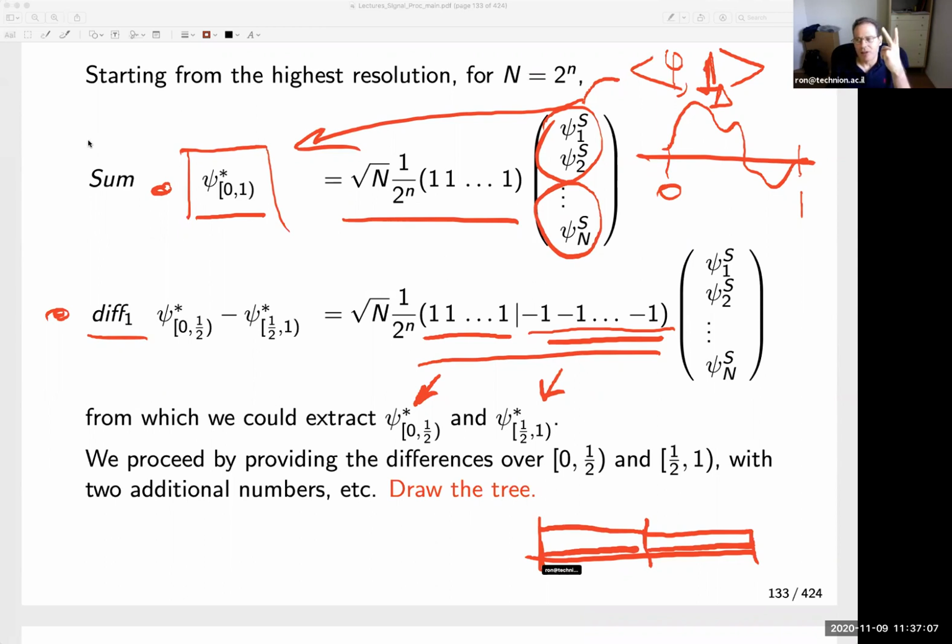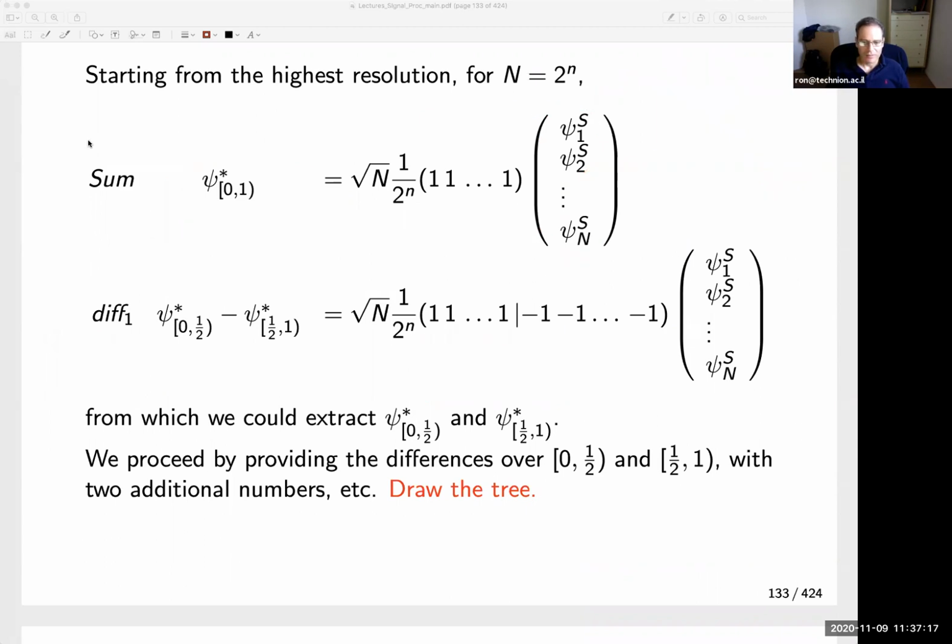And now obviously what I can get is the average at each and every interval from these two numbers. So in two numbers, I got 3 intervals, the whole, the left part, and the right part. And I continue this constructive story iteratively. And I already drew the tree, so checksum here.